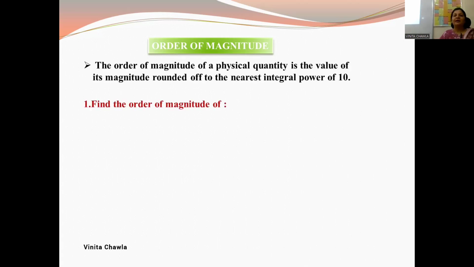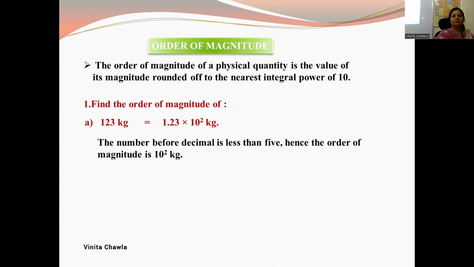So find the order of magnitude of 123 kg. See, how do we write in standard form? We put decimal after the first digit. Okay, so if we have 123, then we'll put decimal after 1. So if we write decimal after 1, then it becomes 1.23, and because we are putting a decimal, we need to multiply this by the number of digits after decimal that we have. So we have only two digits after decimal, so it will be multiplied by 10 to the power 2 only. So what is the order of magnitude here? Yes, it's 10 to the power 2.